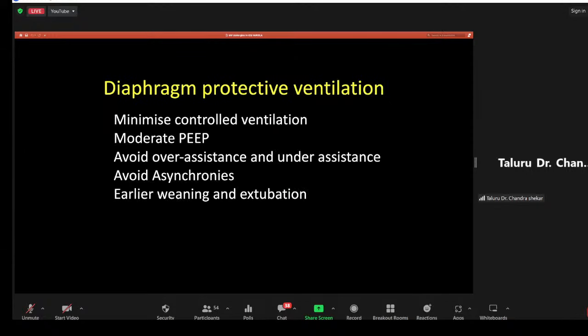So these are some of the diaphragmatic protective ventilation measures. I said that the muscle that God doesn't want you to keep quiet. So minimize controlled ventilation, moderate PEEP, avoid over assistance or under assistance, avoid asynchrony. Early weaning and extubation is the best to keep the diaphragm working on its own.